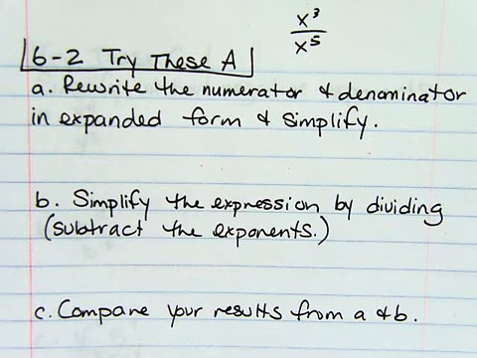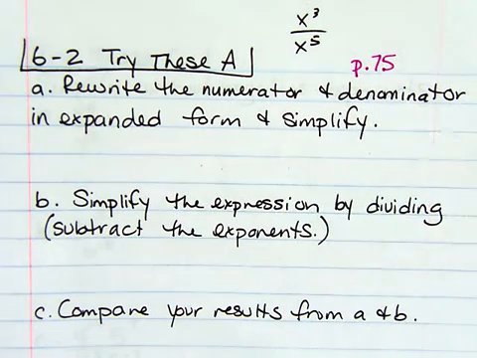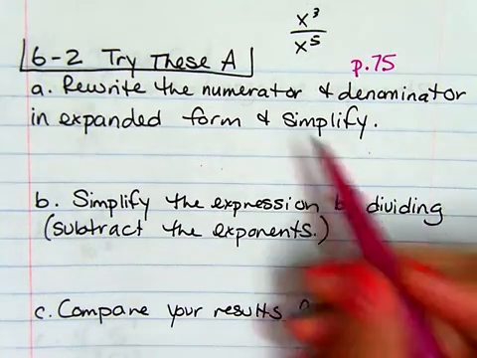Okay, so welcome to 6.2 extra problems. We did not go over the "Try These A" problems in your book. This is on page 75. And the directions say, consider the expression x to the third divided by x to the fifth. So part A says rewrite the numerator and denominator in expanded form and simplify.